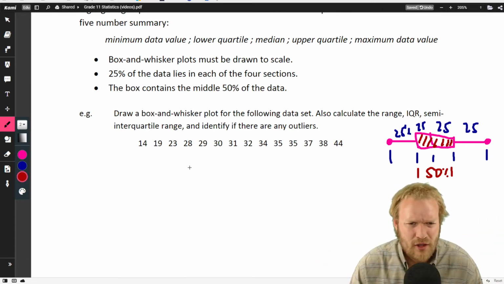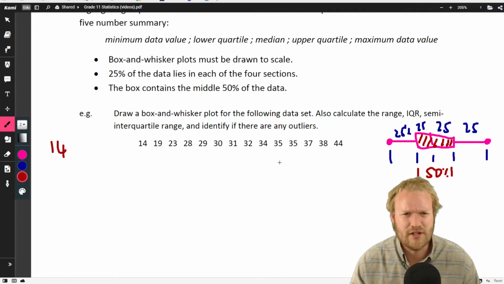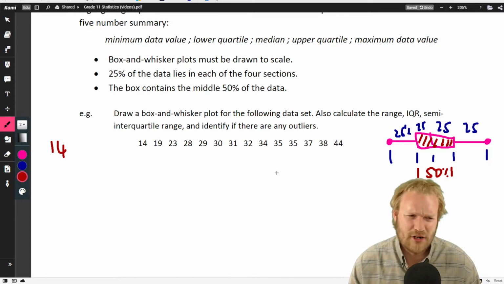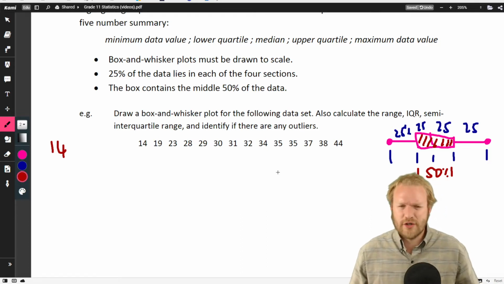So let's look here. How many data points have we got? 1, 2, 3, 4, 5, 6, 7, 8, 9, 10, 11, 12, 13, 14. Cool. So we've got 14 data points. So where's our middle data point? Now, just quickly, let's have a look.